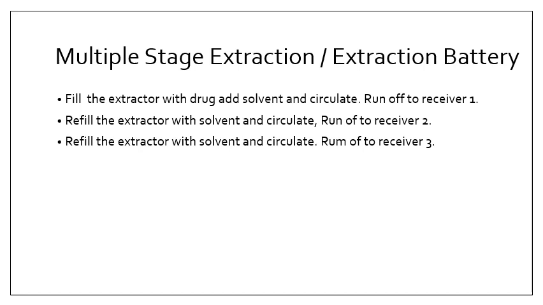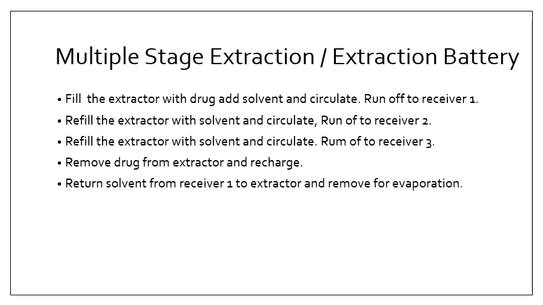Now the menstruum has been passed through the crude drug for 3 times. Now we empty the extractor and we place a fresh drug into the extractor. Now the solvent that is present in receiver number 1 is transferred to the extractor, and after passing through the extractor it is sent for evaporation, because now this menstruum has dissolved a sufficient amount of the active constituents.